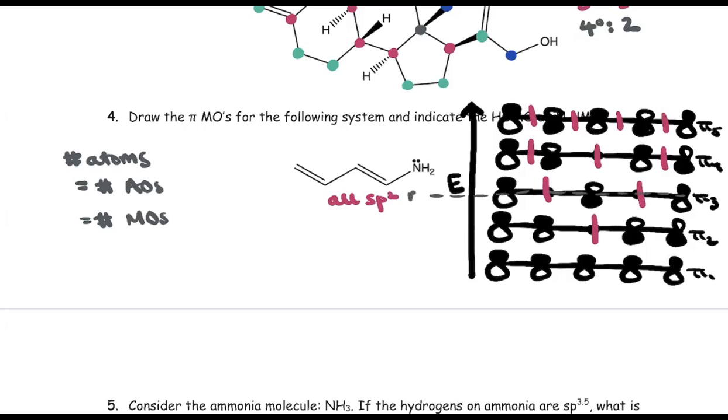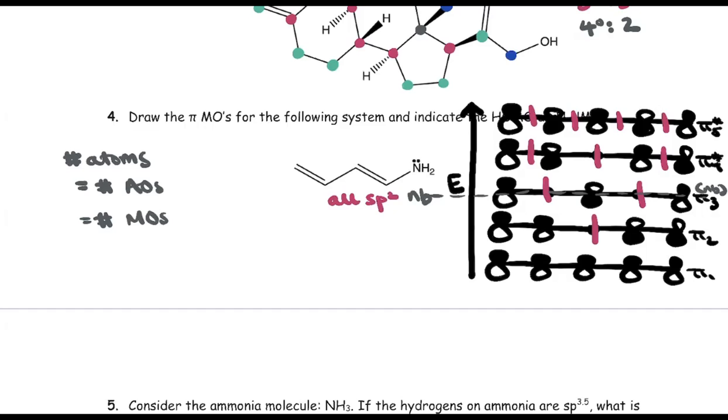So that's, again, your non-bonding orbital, and that tells you that there is a non-bonding orbital for this, which makes sense because you have a lone pair in the pi system. So pi 3 is going to be non-bonding. Pi 4 is going to be anti-bonding, and pi 5 is going to be anti-bonding as well.